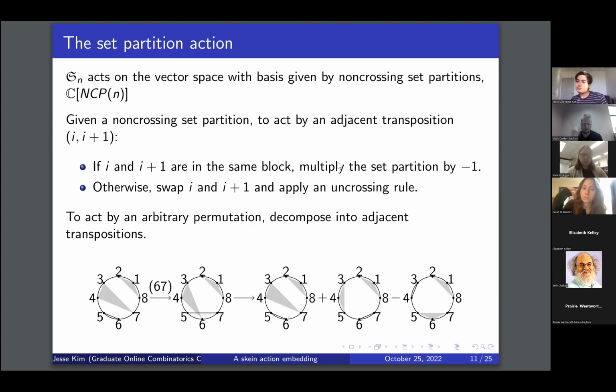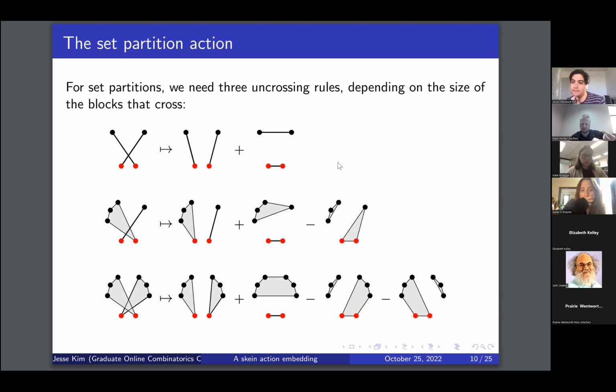Just a quick question on that previous slide. The way we colored these blocks is we gave different colors to vertices on different sides of the crossing. Yeah, so these are the vertices that got swapped by your adjacent transposition. Oh, okay, those are just adjacent vertices. Yeah, those are adjacent vertices. I should have clarified that.